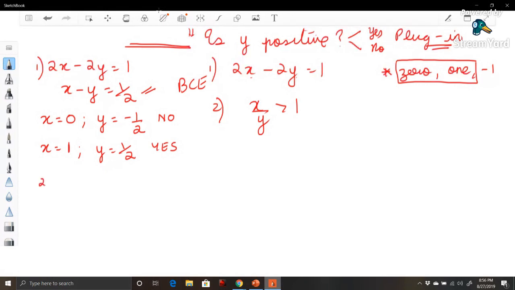Now, what does the second statement say? The second statement is easier to analyze. It tells me that x by y is greater than 1.